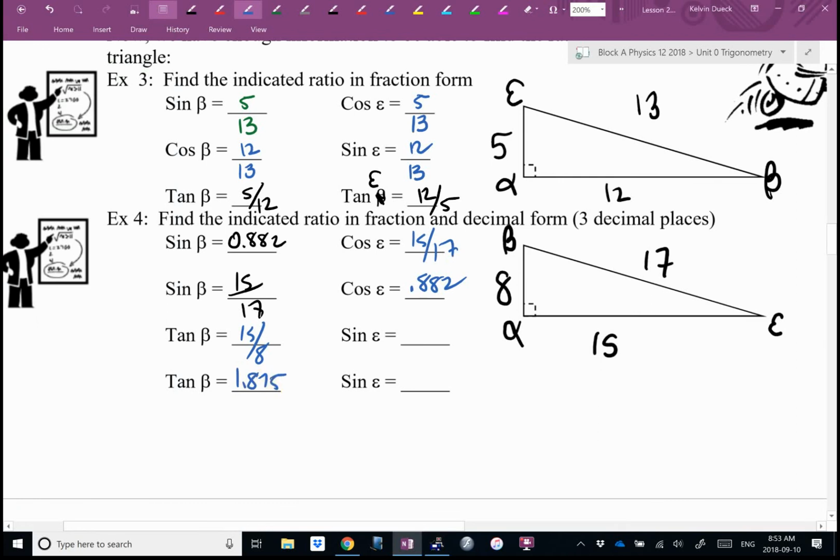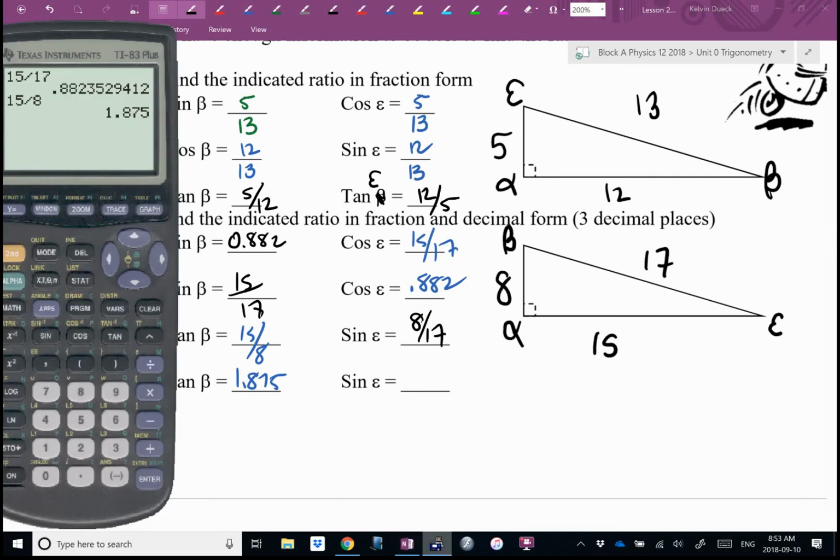Sine of epsilon. Right there is angle. Opposite over hypotenuse. I think that's going to be 8 over 17, yes? Or as a decimal, 0.4705882353. This probably repeats eventually.